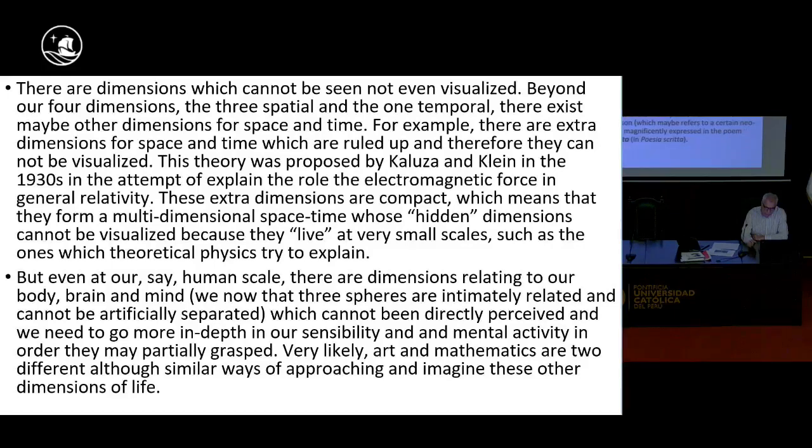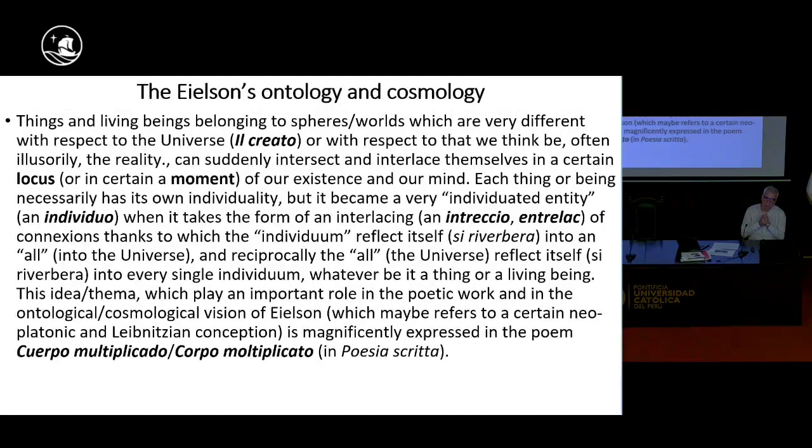I think we can find some ontology and cosmology in the work of Eielson. We should try to read, among different texts by Eielson, what we can call an ontology and a cosmology. In fact, things and living beings belong to spheres, worlds, which are very different with respect to the universe, the living creatures, il creato, or with respect to what we often illusorily think is the reality, and can suddenly intersect and interlace themselves in a certain locus or in a certain moment of our existence and our mind.